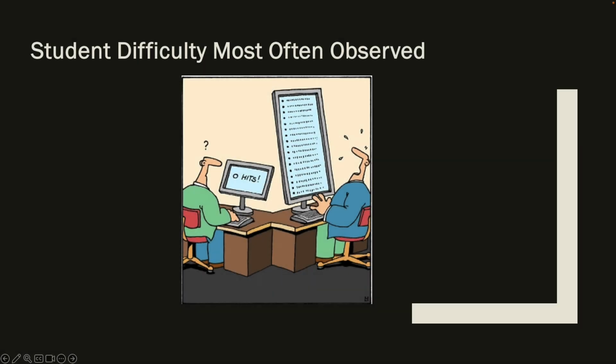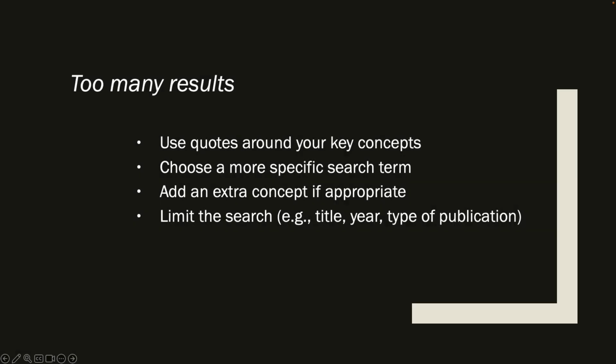The problem that I see most often is that students are either drowning in too many results from a search or wondering why they have too few results. If you have too many results, here are some ways that you can reduce those results. I will cover them in this video, but I thought I might show them on the screen so you can write them down as reminders. They are: use quotes around your key concepts, choose a more specific search term, add an extra concept if appropriate, and limit the search by using limiters such as title, year, or type of publication.